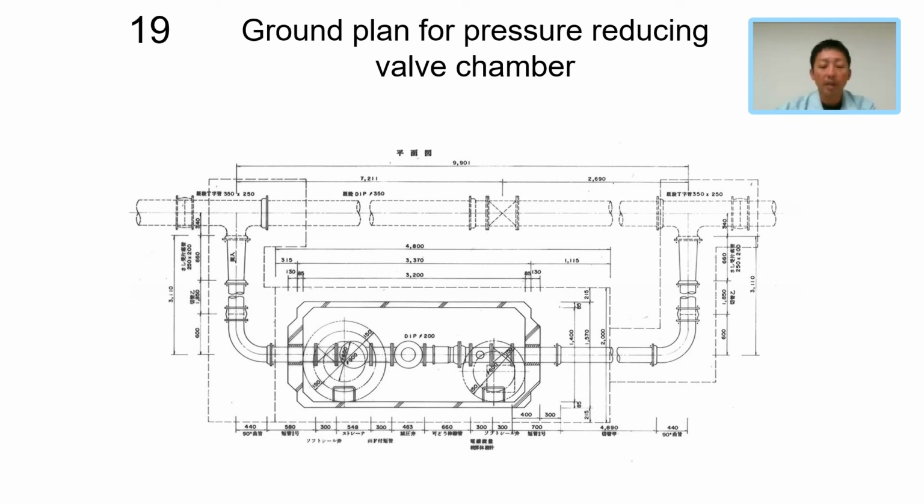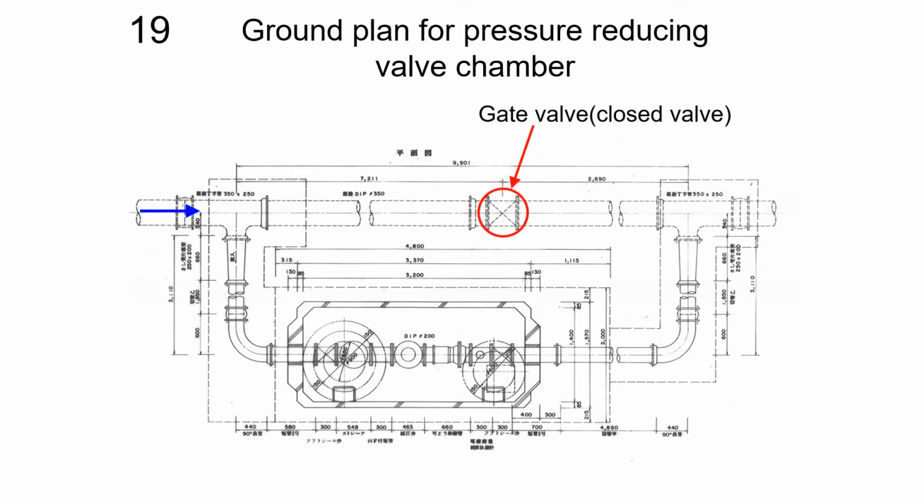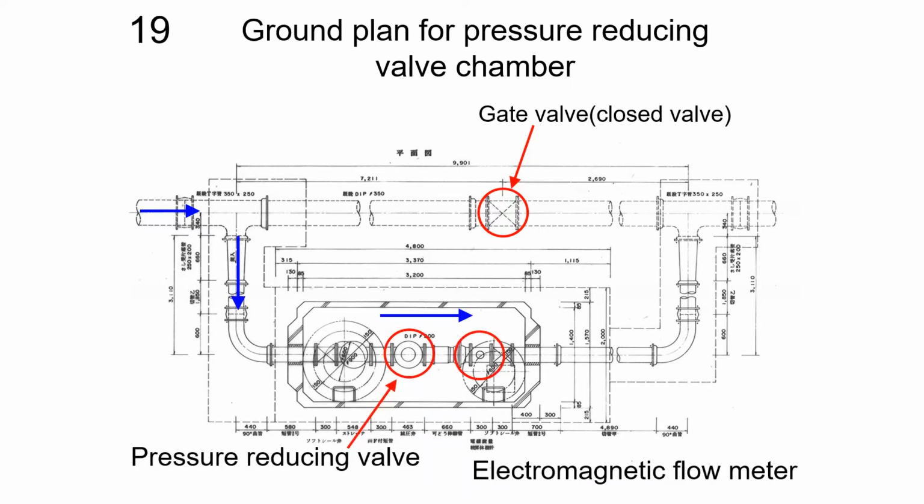This is the ground plan of pressure reducing valve chamber. The chamber is 3.2 meters in length and 1.4 meters in width. Blue arrows show the flow route. With a bypass pipe, supply doesn't need to be interrupted at the time of valve or meter replacement.